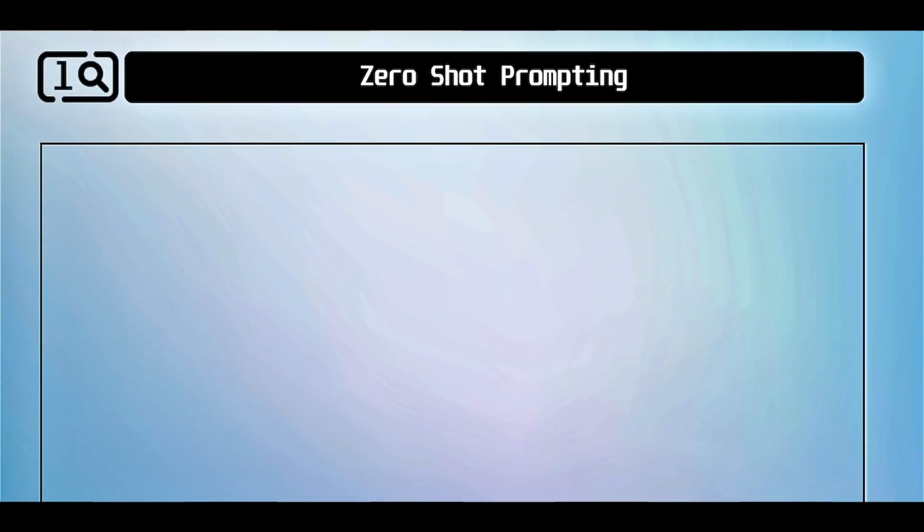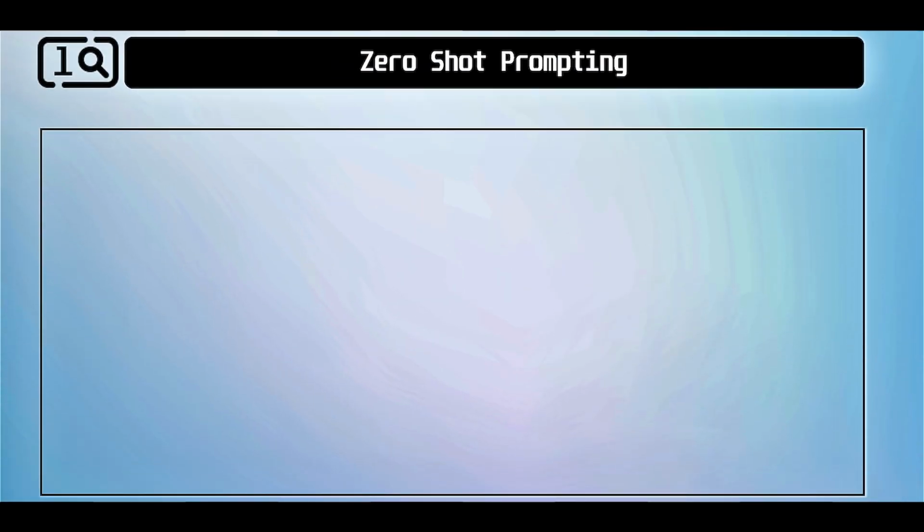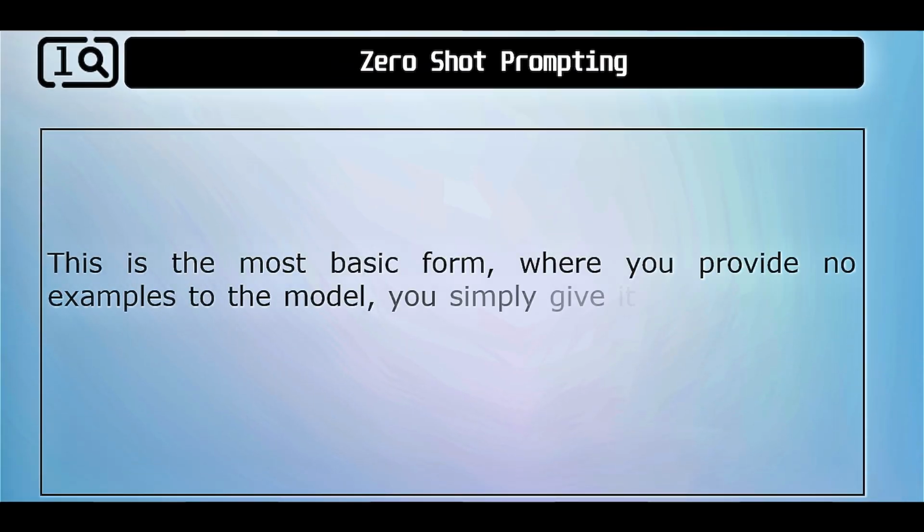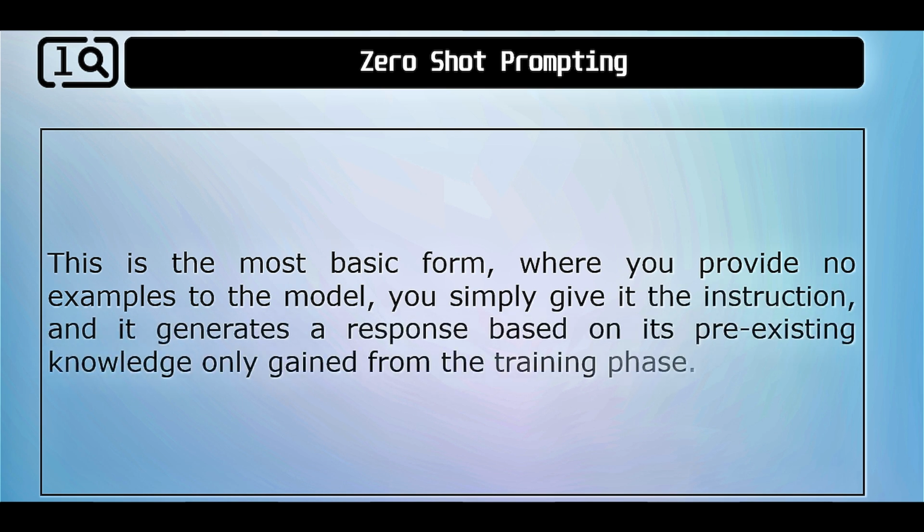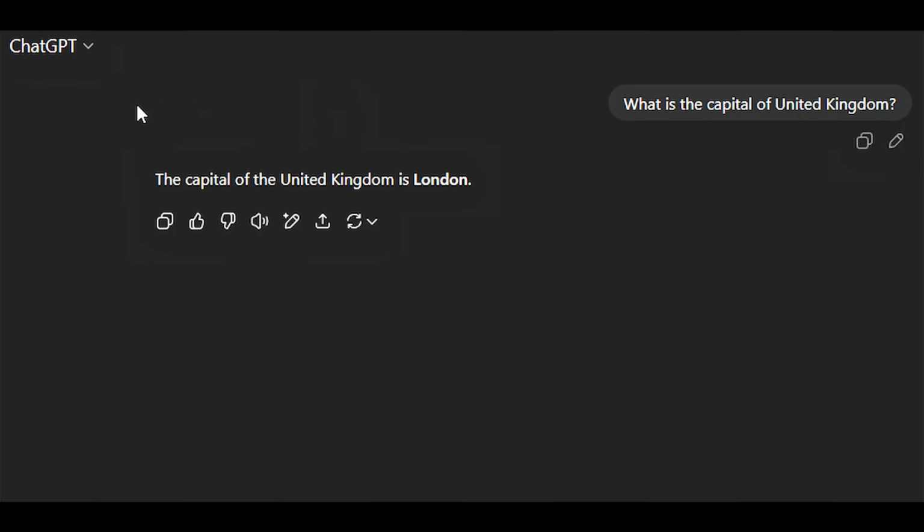The first technique we have is zero-shot prompting. This is the most basic form where you provide no examples to the model. This means that you simply give it the instruction and it will generate a response based on the pre-existing knowledge only gained from the training phase. So for example, here in ChatGPT, I have prompted the model with this question: what is the capital of United Kingdom? And I got the answer or the prediction: the capital of United Kingdom is London.